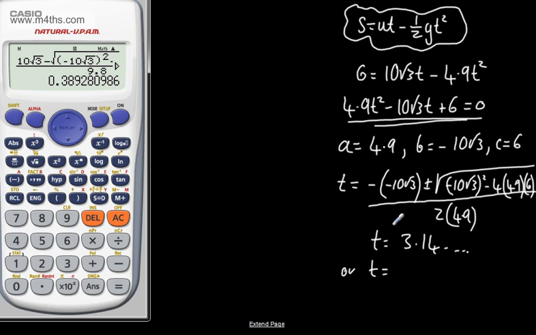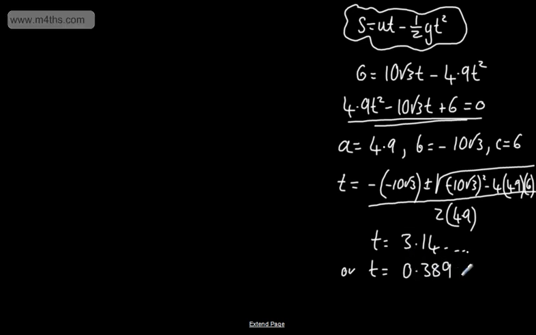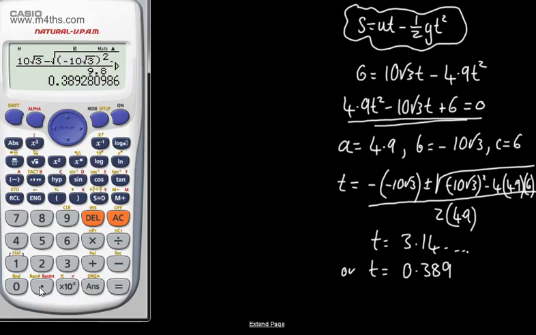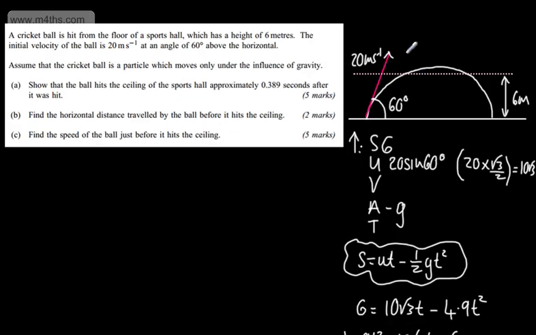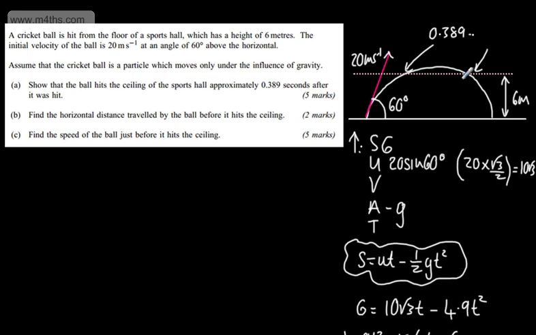So we end up now with 0.389, and after that we're going to have the following digits: 280986. And remember, this is in seconds. What this is saying is, essentially, we would reach this point on the first point where we were 6 meters above the ground, which is the 0.389 seconds. And then the other one is just here, and that would have corresponded to the time of 3.14 seconds.